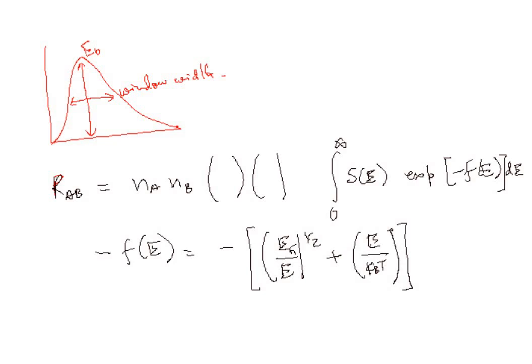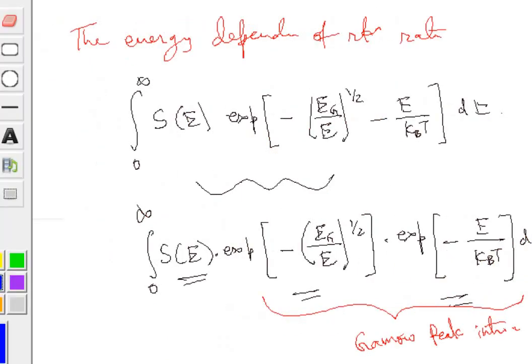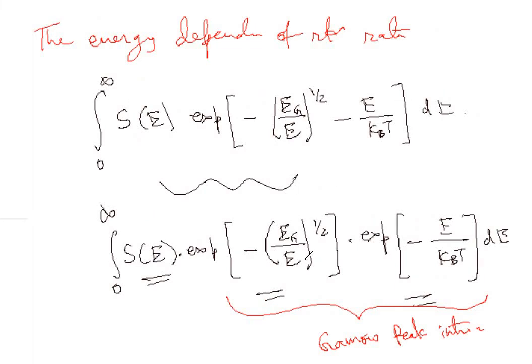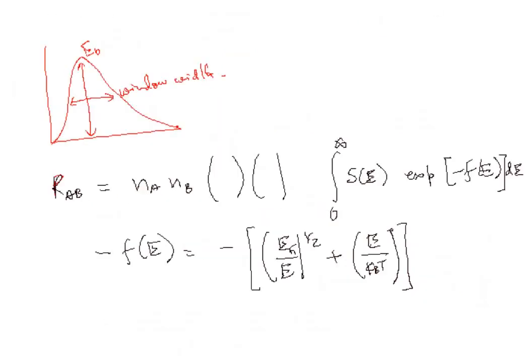The entire concept here occurs because the energy dependence is different in these two terms. Here it is in the denominator, here it is in the numerator, and as a result of this we are getting this peak. Okay, fine. Now to investigate the width of the window, let us do a Taylor series expansion of F(E).